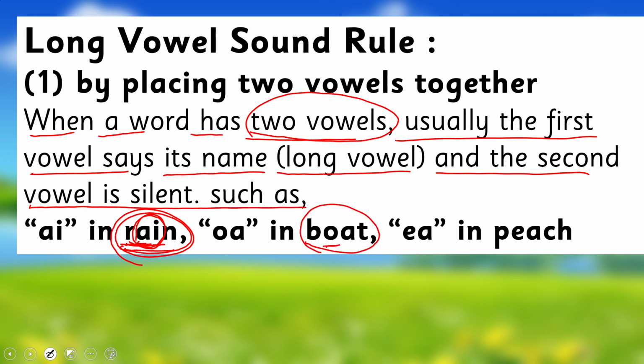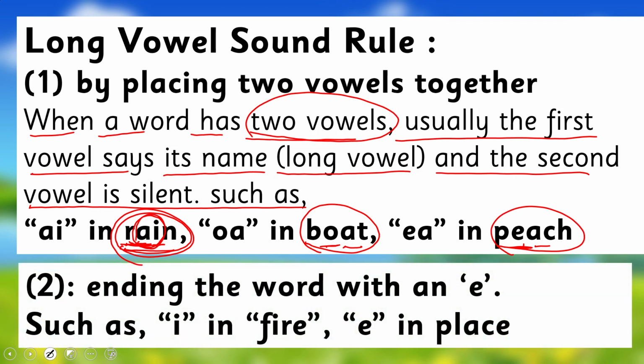Boat. O will give its long sound and A will remain silent. Peach. E will give its long sound and A will remain silent. Okay. And the second rule I'm telling you is the ending the word with an E. If a word is ending on E, this is called bossy E.